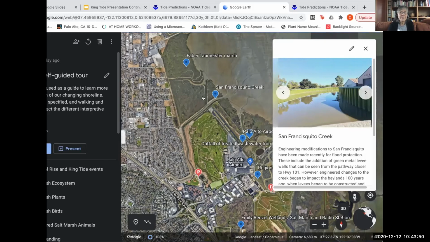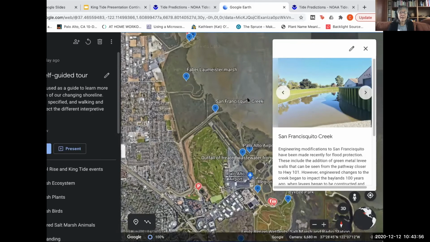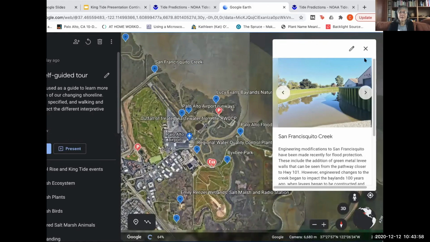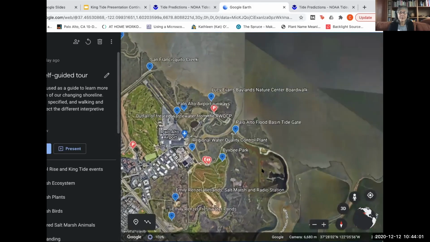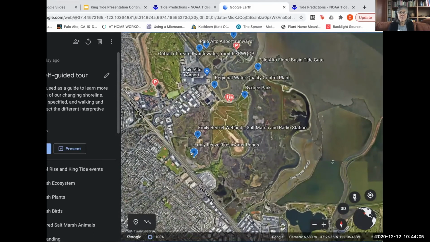So yeah, there's the farthest up that we have spots to check out, which is Cooley Landing. And then we haven't added anything farther south than, Kathleen, I guess these are the Emily Renzel freshwater ponds I was talking about.